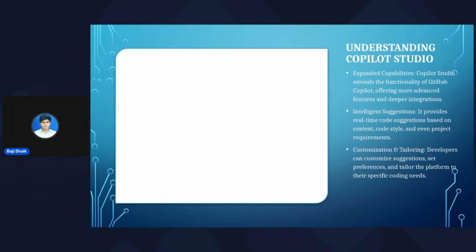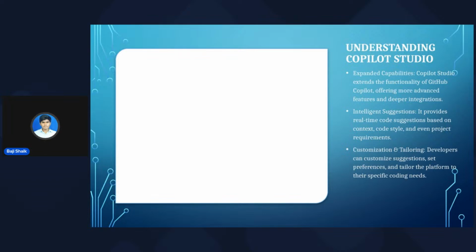And the coding style will vary from individual to individual, where you train your Copilot this way: this is my coding style, so give me suggestions like code snippets for these project requirements. It will give them. So coming to the third one, which is customization and tailoring. Developers can customize suggestions, set preferences, and tailor the platform to their specific coding needs.